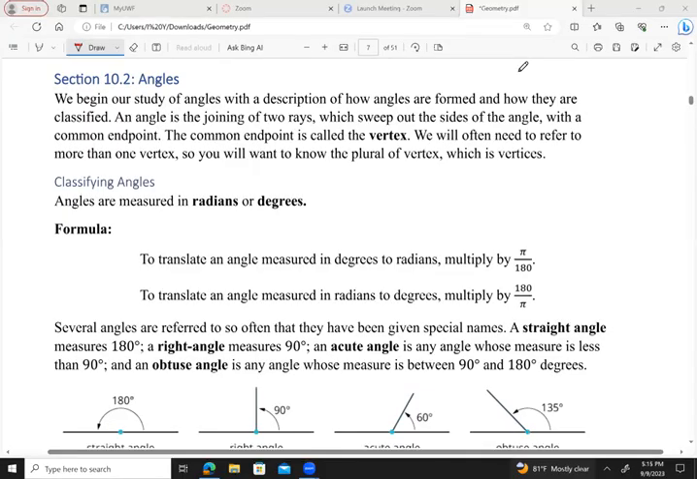which sweep out the sides of the angle with a common endpoint. The common endpoint is called the vertex. We need to refer to more than one vertex. The plural of vertex is vertices.